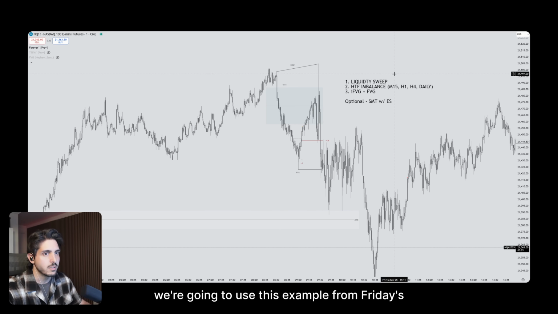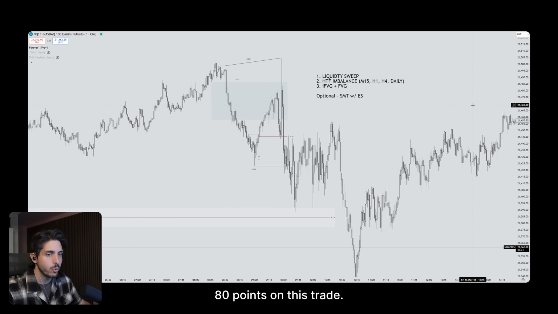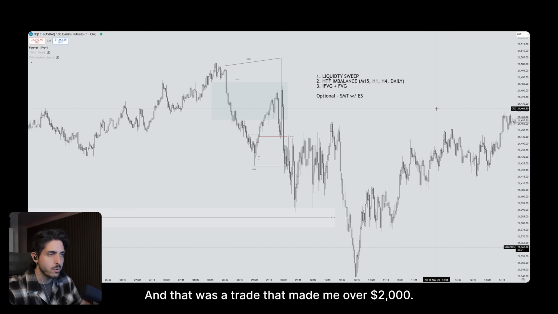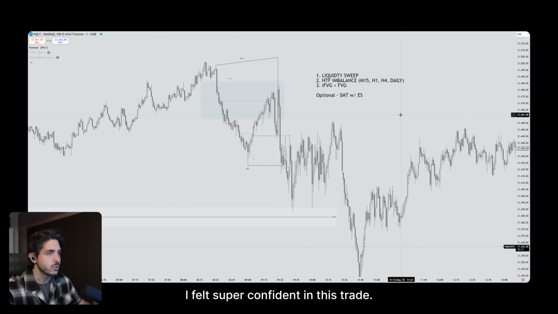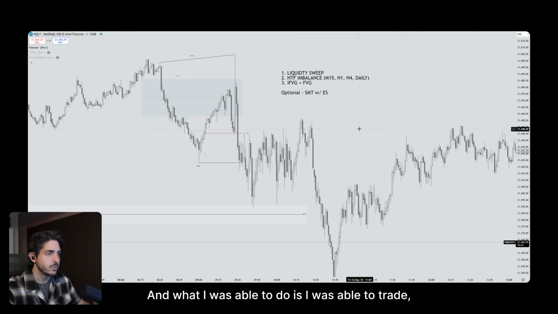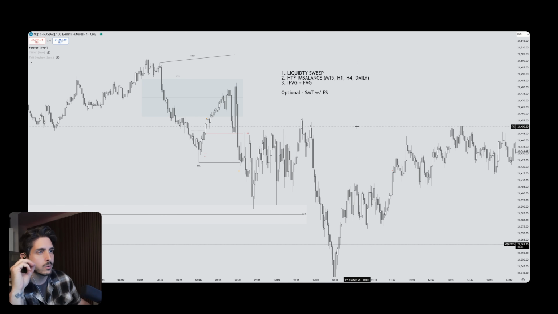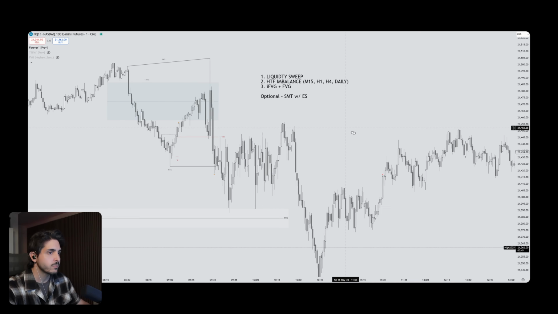And we're going to use this example from Friday's session, which is a trade that I took and was able to grab 80 points on. That was a trade that made me over $2,000. I felt super confident in this trade. I went in with about 3 mini contracts, which is about $60 per point. I took one off at 10 points, the second at 20 points, and the third contract I held for 80 points and then took it off. It was a really nice trade and a great example for the TMade model.